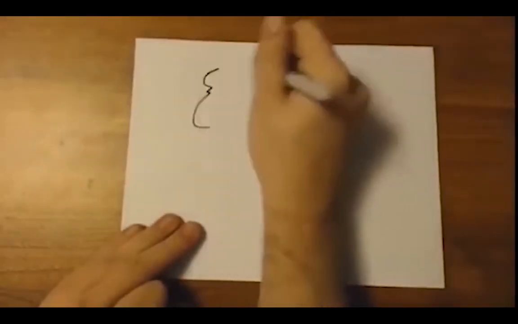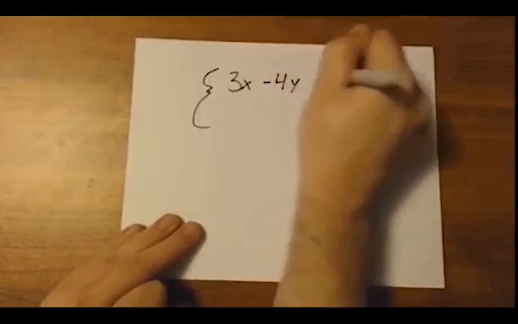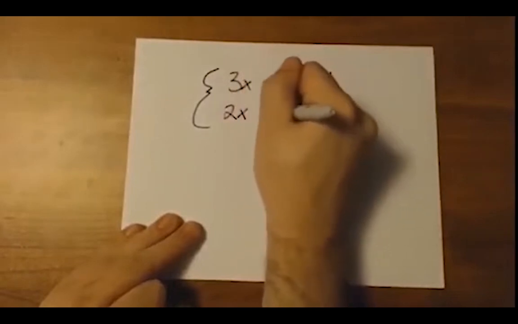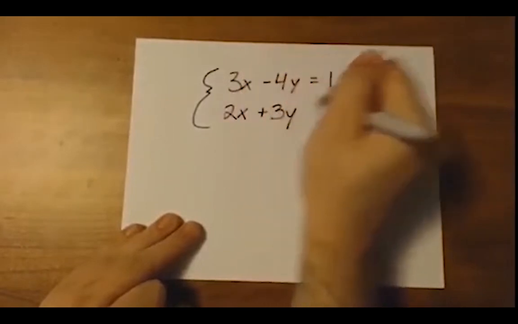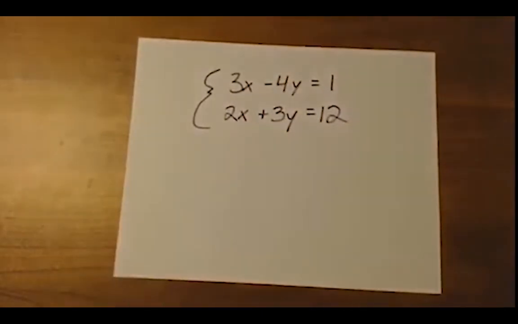In example 2, we have the system 3x minus 4y equals 1 and 2x plus 3y equals 12. The elimination method is also called the multiplication addition method in some places.